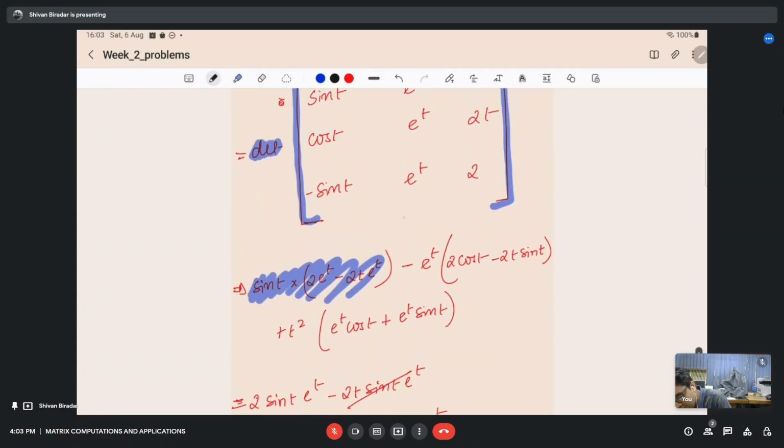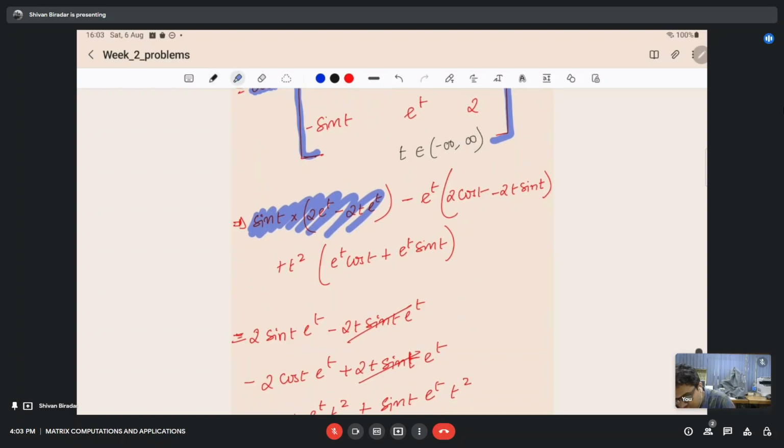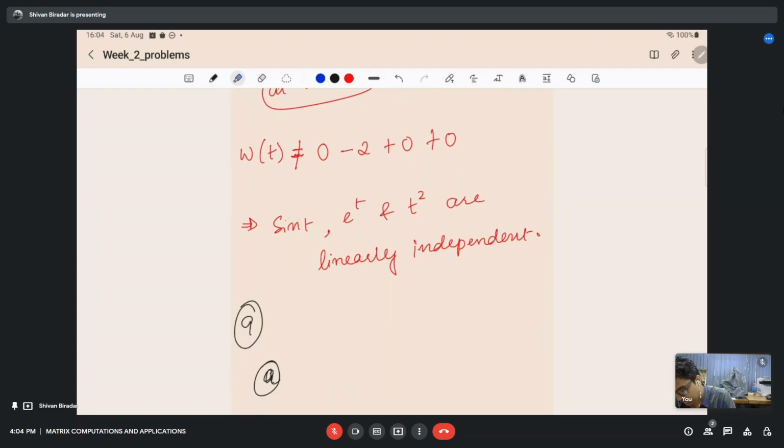And the argument t here belongs to the whole real line. And this is not 0. Sorry, this is not equal to 0 at any value of t. You can check it. And hence we say that sine t, e raised to t, and t square are linearly independent. This is a very important result.